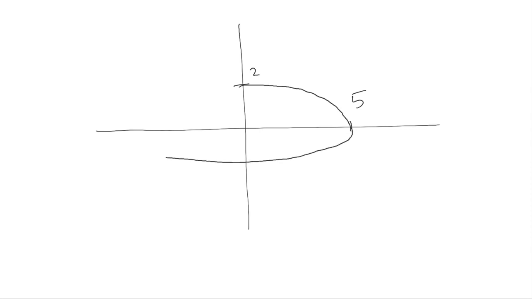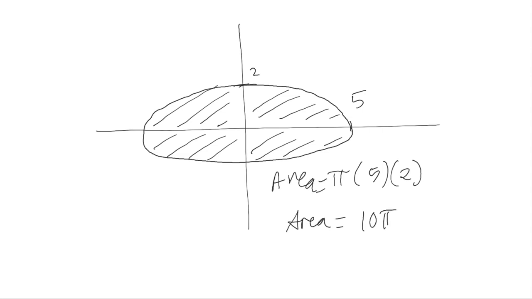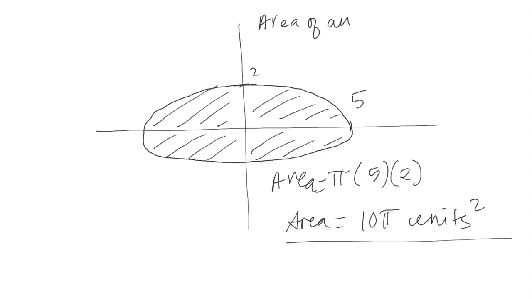If you were to draw that picture like this, you're like, oh, hey, I know how to find the area of that shape now. The area of that shape is pi times A, which is 5, times B, which is 2. So the area is 10 pi. That's pretty awesome that we actually have just done that. We just now proved that the area of an ellipse is pi times A times B.